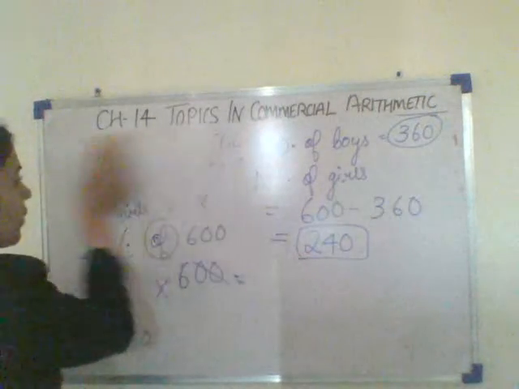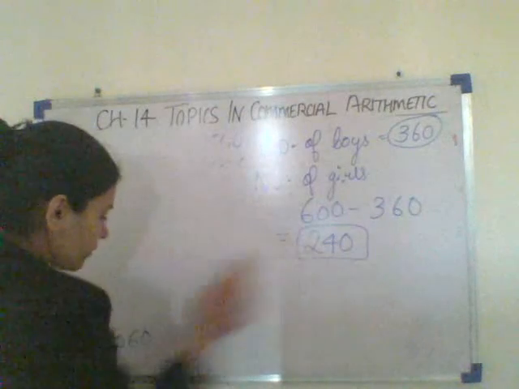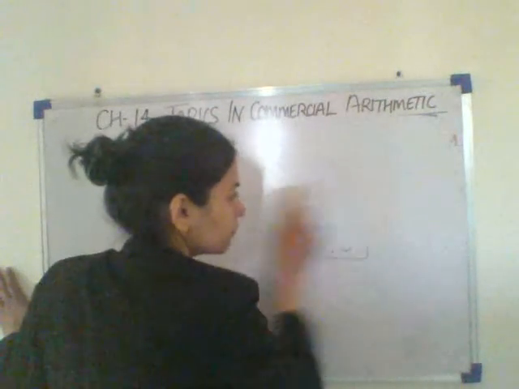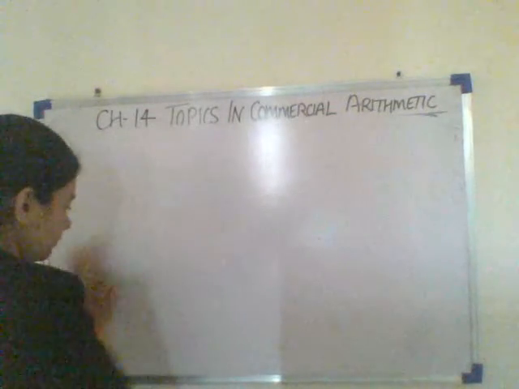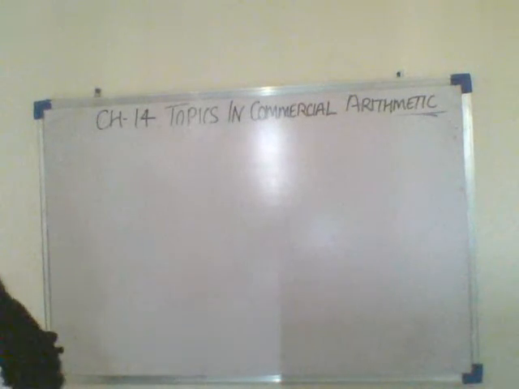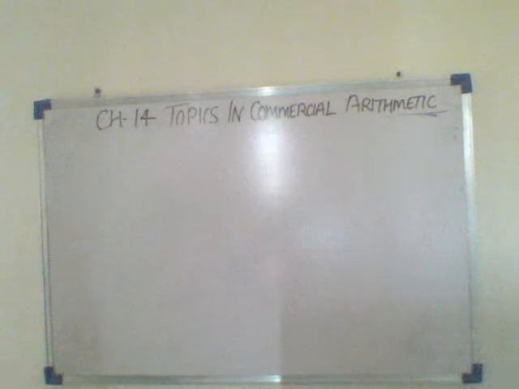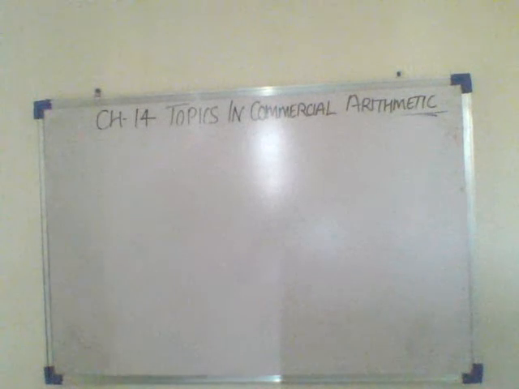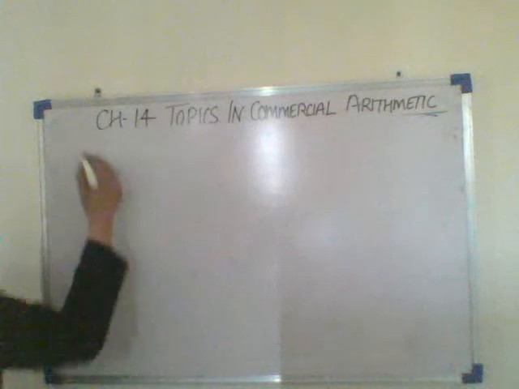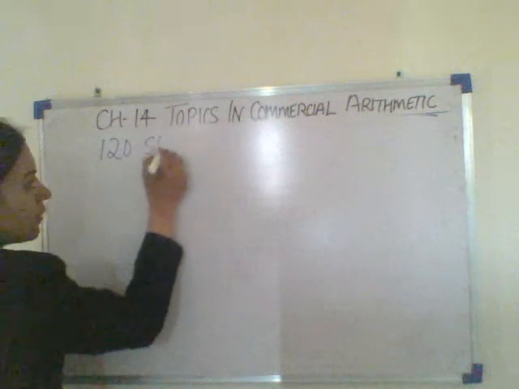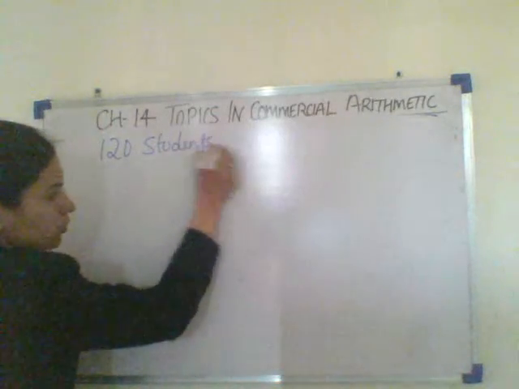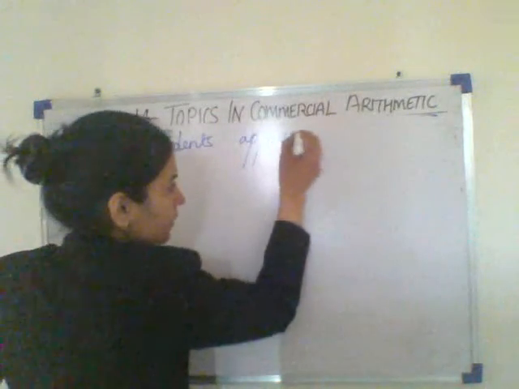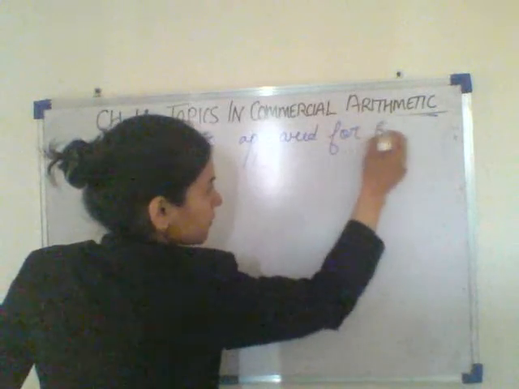Now let us do one more problem. In a school, 120 students appeared for the class 10th examination. If 80% of the students got grade A, how many students got grade A? What is given in the question? First of all, let us write that in a school, 120 students appeared for the exam.